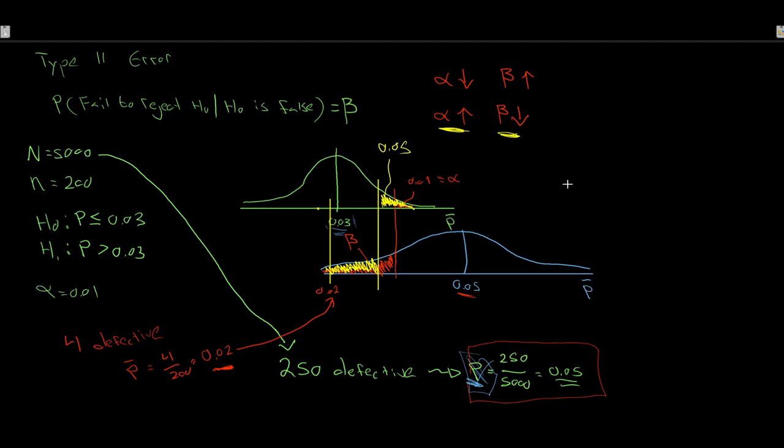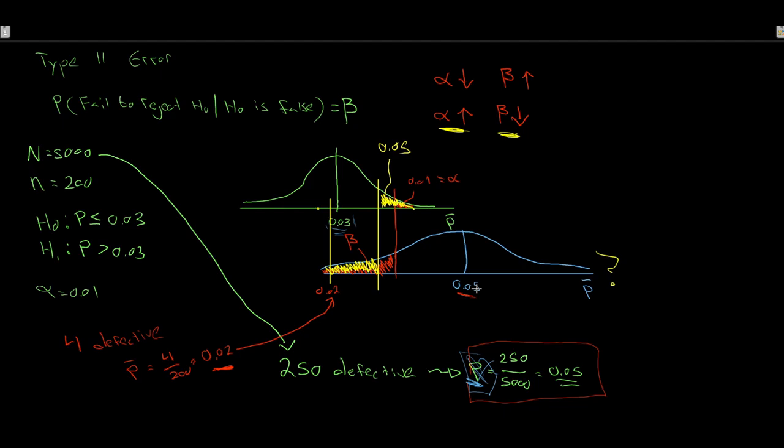Alpha we pick. We pick alpha, we know exactly what that probability is. Beta, we don't know what this is. And the reason we don't know is because we don't know what this distribution is. This is a ghost distribution. It is there. We know that it's there. Maybe ghost distribution wasn't a proper word for that. It's not like ghosts are there. This is a true population distribution that is there. We just don't know that it's there.